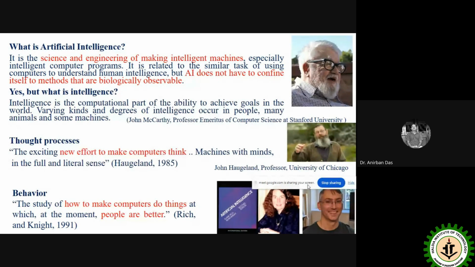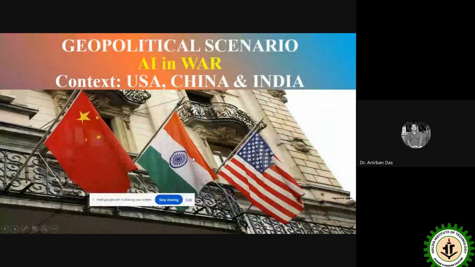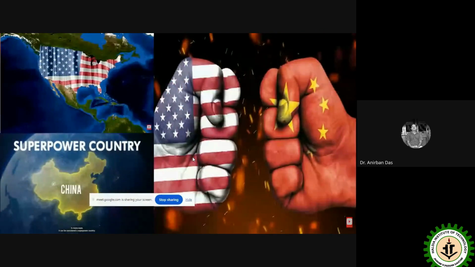Moving forward, we'll try to see the geopolitical scenario of India, China, and USA, because now everything you can see is that all are using AI-based weapons, right? That might be Russia, Ukraine, that might be Israel and Gaza, Damascus. That's the scenario if we look into it. So let me check what the scenario is.